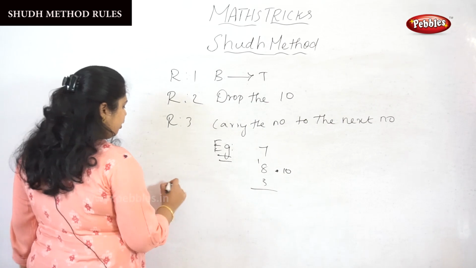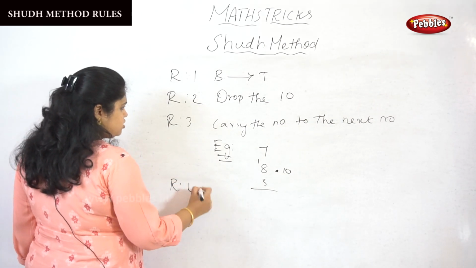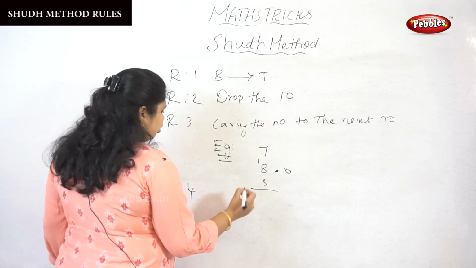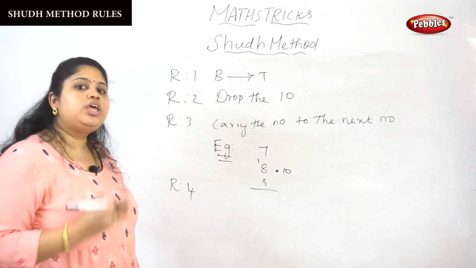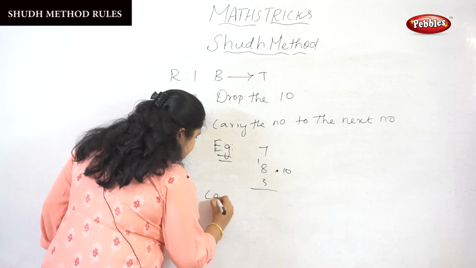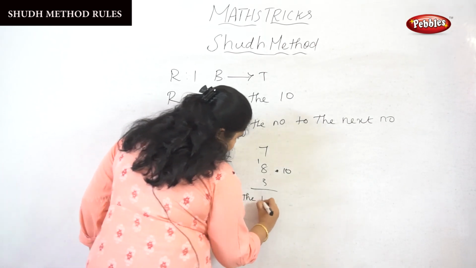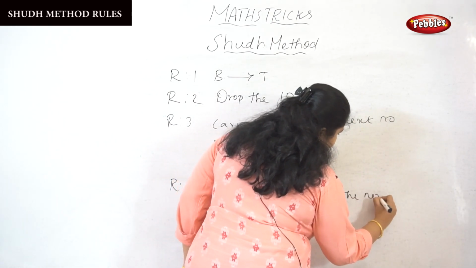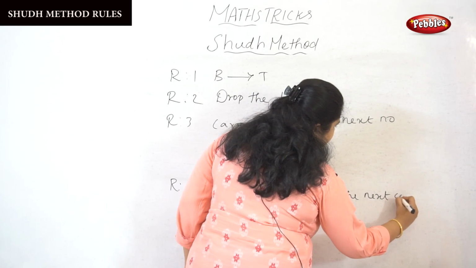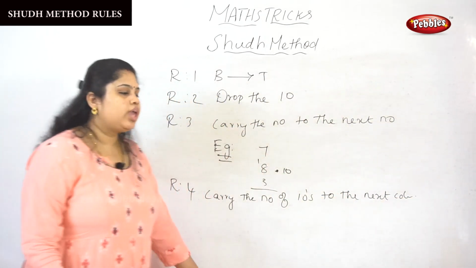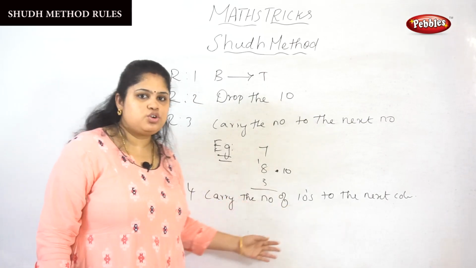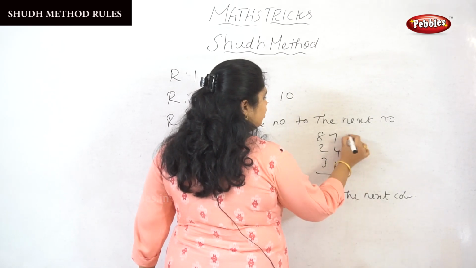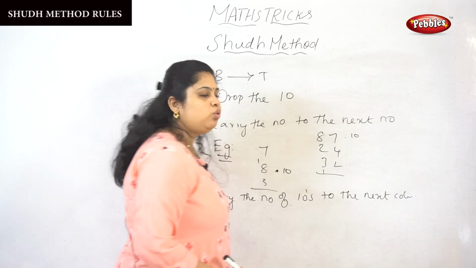What is the rule? Step 4. So you want to add the how many 10s? You want to carry the number of 10s to the next column. Okay. You want to carry the number of 10s to the next column. That I have told. For example, 87, 24, 32. If I got a 110 here, then 1 should be carried to here.